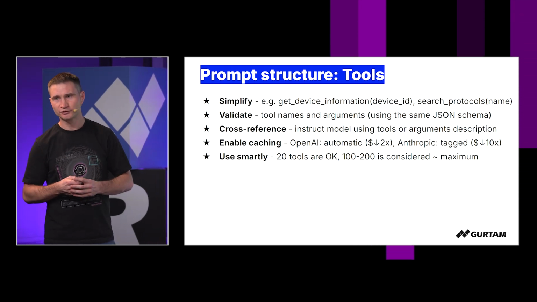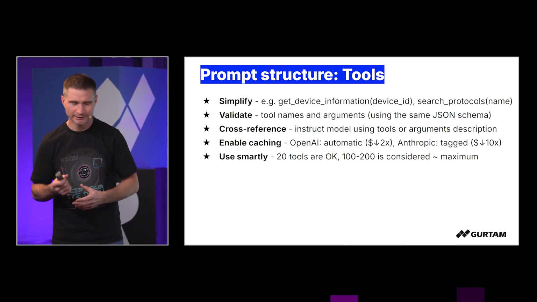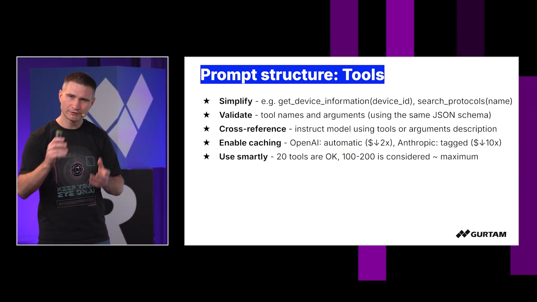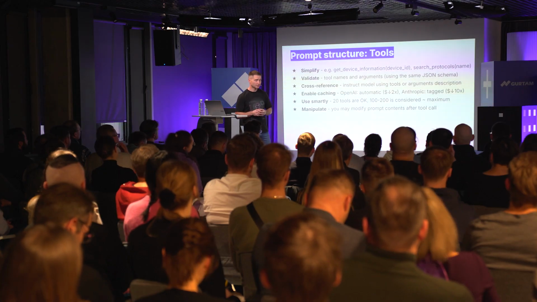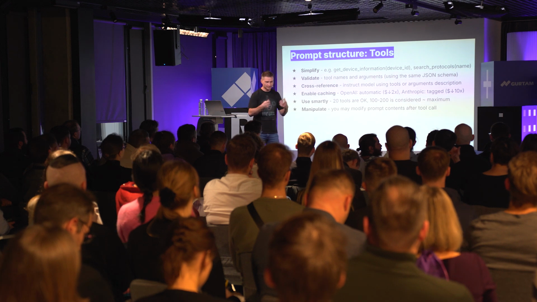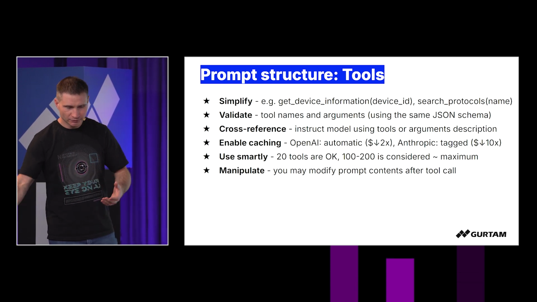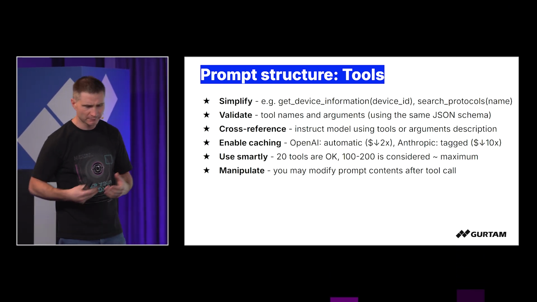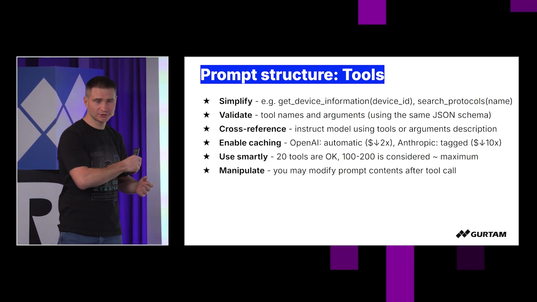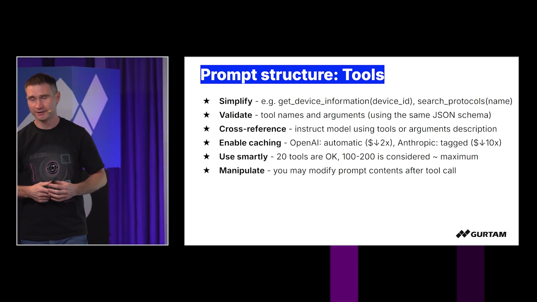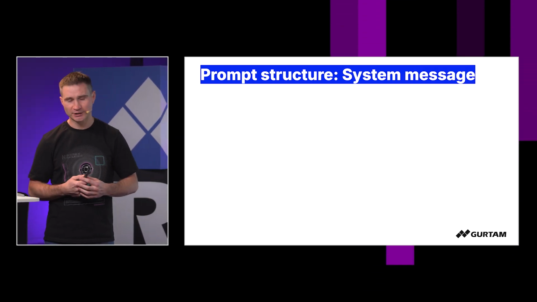So use tools smartly, understand them. It's not just mapping each API call to a separate tool. Maybe you can aggregate some information in some tools. And then you can manipulate. So if the model requests some tool from you, you can activate this tool, generate some additional messages for the model, but you can also manipulate the contents of the prompt. You can remove some messages, you can change anything. So actually you can do whatever you want. It's the wild west.